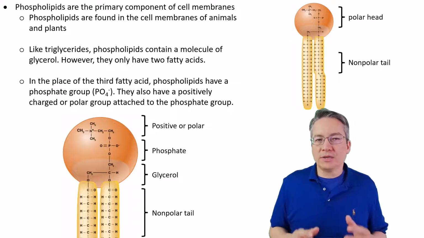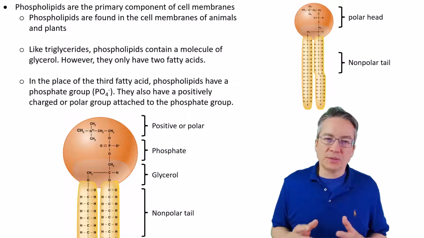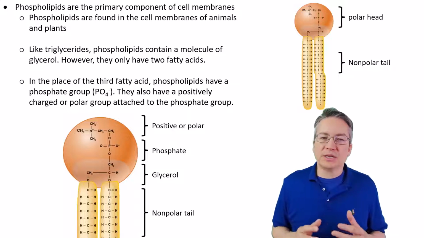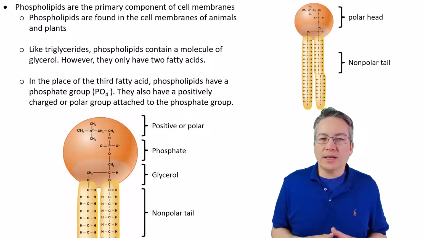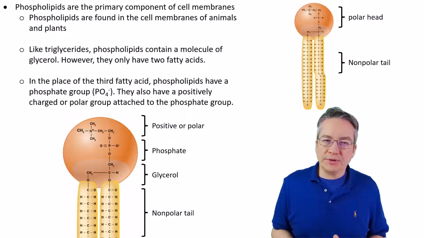In this video, I'm going to talk about phospholipids, which are a type of lipid that are found in cell membranes. These phospholipids are found in the cell membranes of both animals and plants. Like triglycerides, phospholipids contain a molecule of glycerol, which is a 3-carbon organic molecule. However, unlike triglycerides, which had 3 fatty acids, phospholipids only have 2 fatty acids.